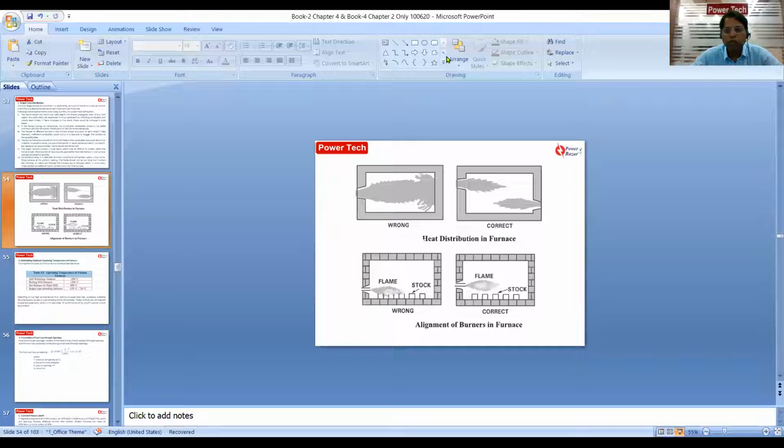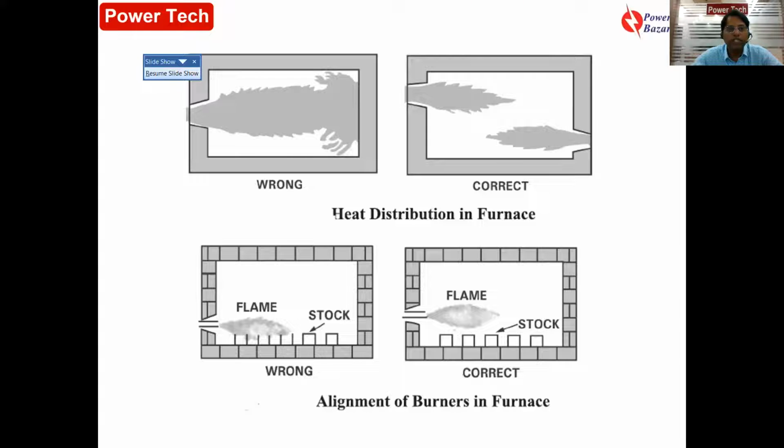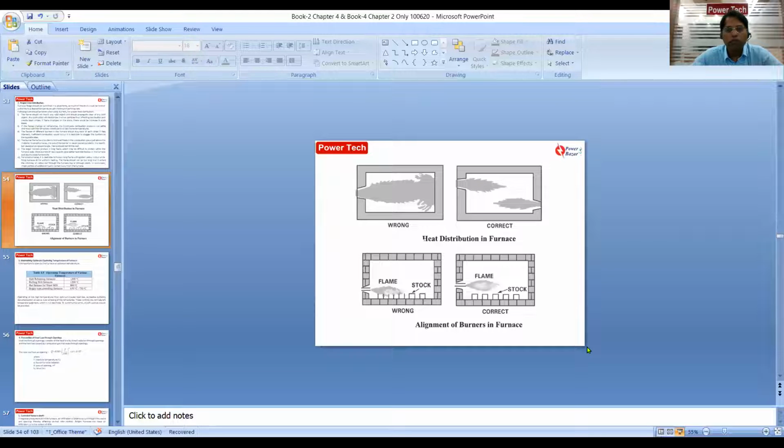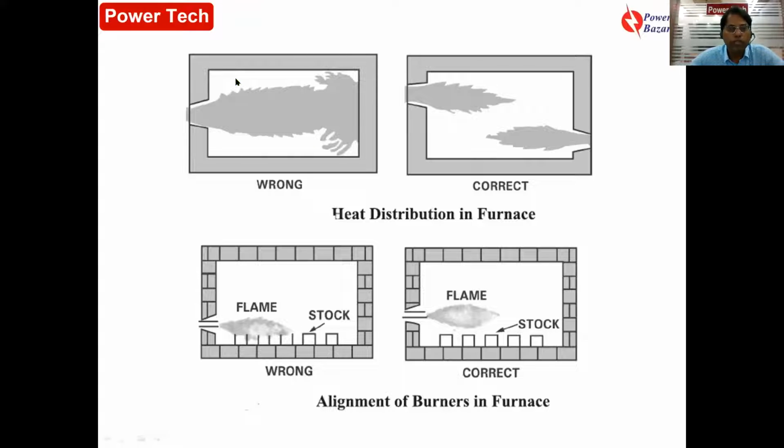So basically we are discussing how the furnace burner plays an important role as far as furnace efficiency is concerned. If you can see in this case, the furnace flame is touching the wall of the furnace. The burner flame is touching the wall, which is not desirable, or this is wrong.